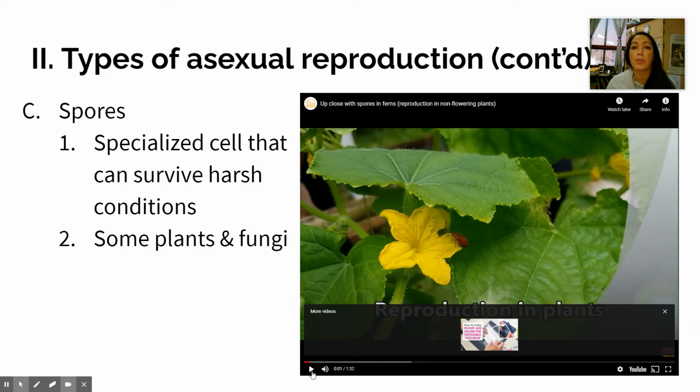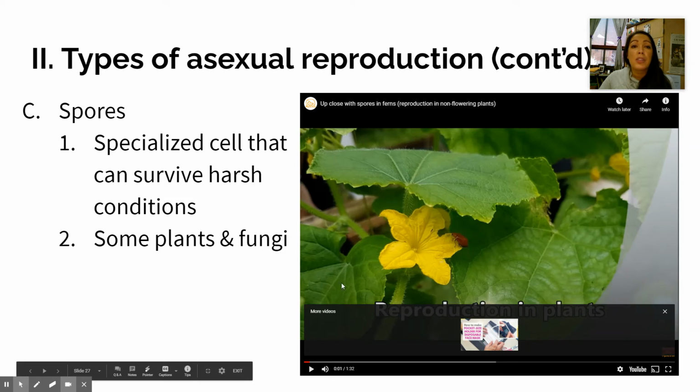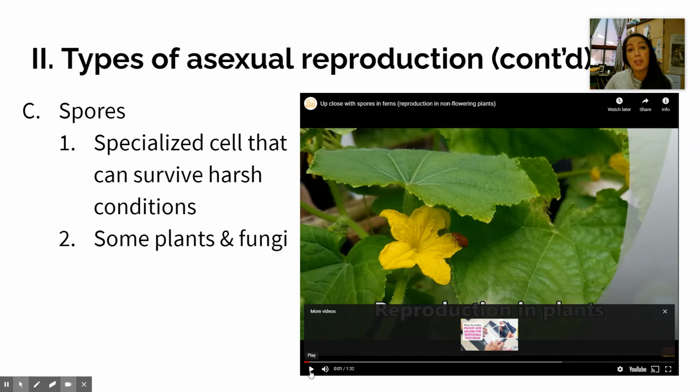Spores are a really specialized cell that some plants can produce, and they're really specialized because they are made to survive super harsh conditions, like really dry droughts or harsh winters, things like that. So a lot of plants will reproduce with spores, like some ferns, some fungi, like mushrooms, sometimes. So this quick video is about ferns and their spores.